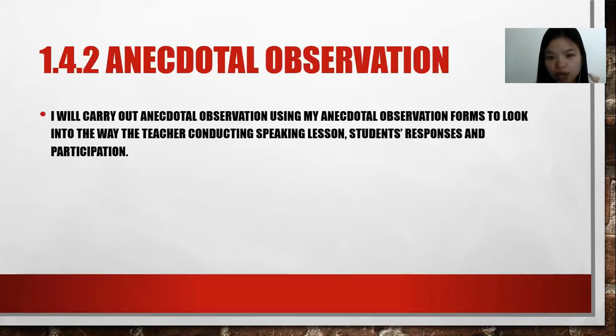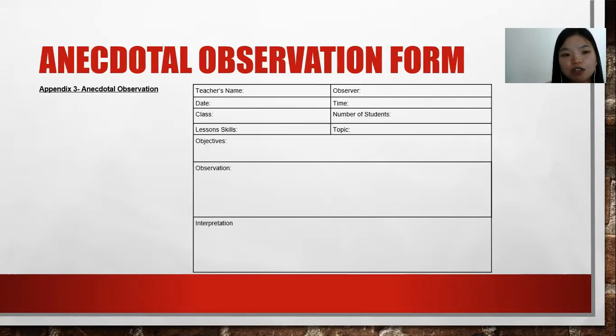So 1.4.2, anecdotal observation. For this, I'm going to use my anecdotal observation form to look into the way the teacher conducts a speaking lesson and the students' responses and participation. I will ask permission from the teachers to observe a speaking lesson and a vocabulary lesson, to get some information about these ways of teaching and their impact on the students. The anecdotal observation form will look like this.